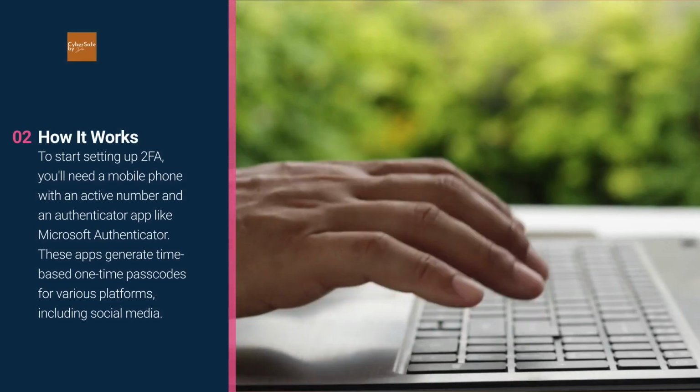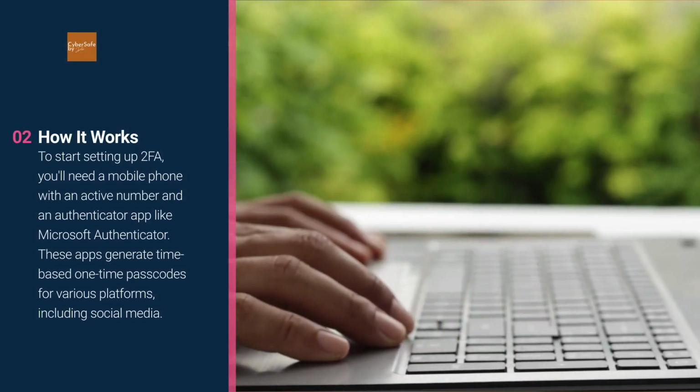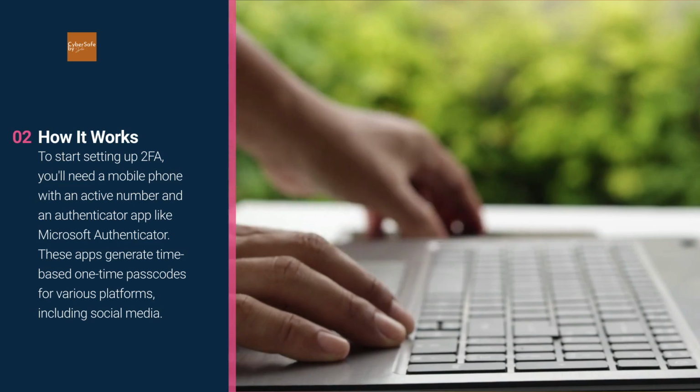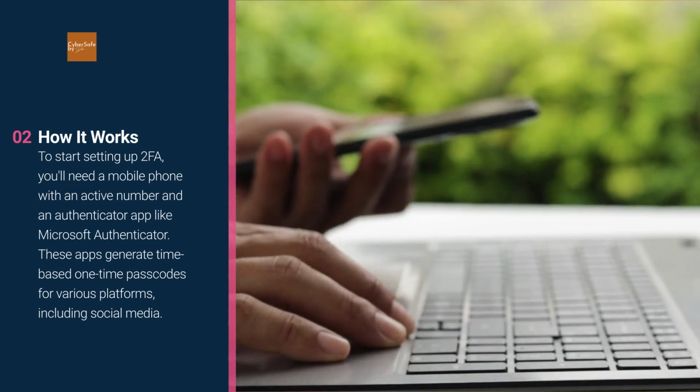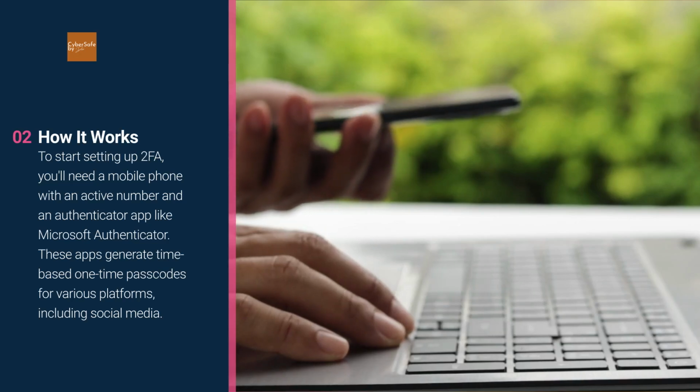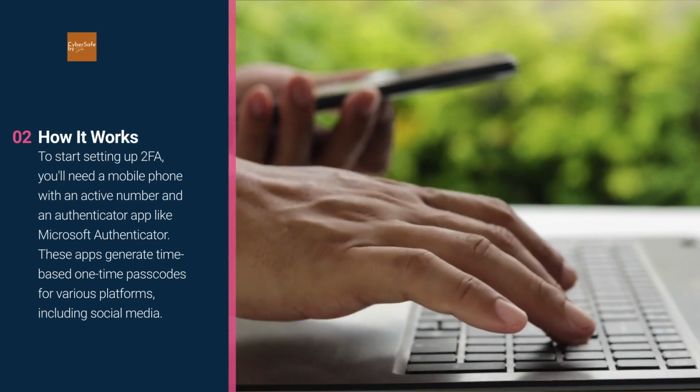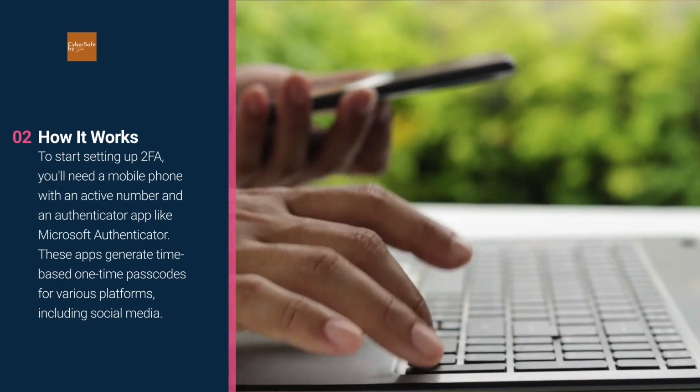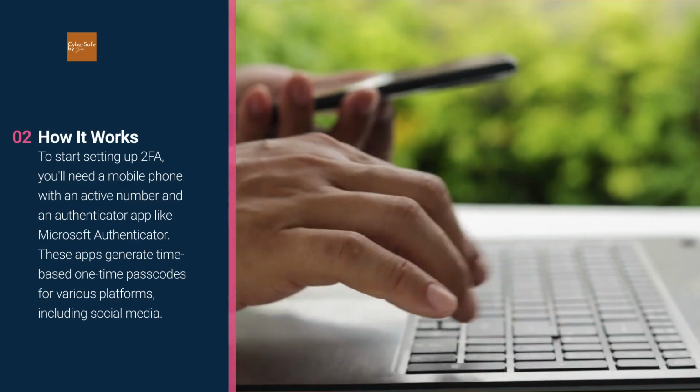To start setting up 2FA, you'll need a mobile phone with an active number and an authentication app, like Microsoft Authenticator or Google Authenticator. Authentication apps generate time-based one-time passcodes for various platforms, including social media. In this video, I will be using Microsoft Authenticator.